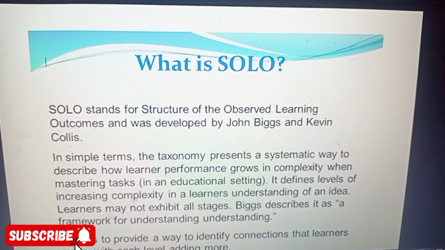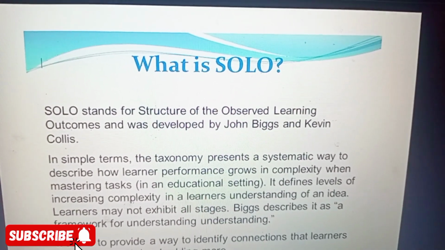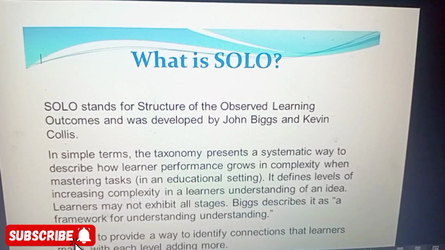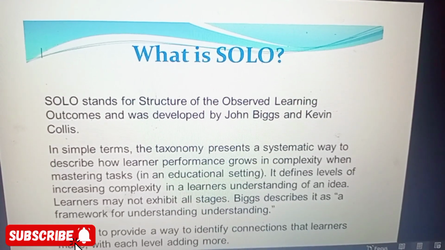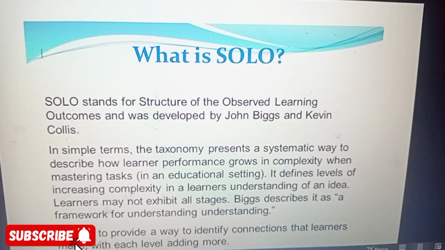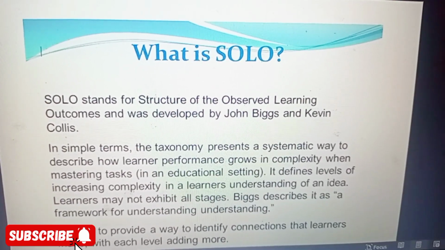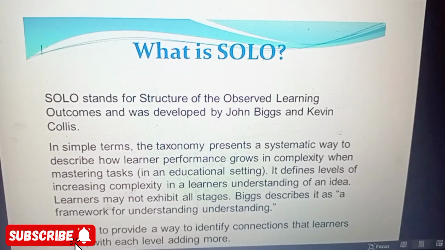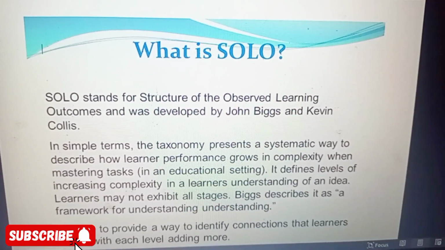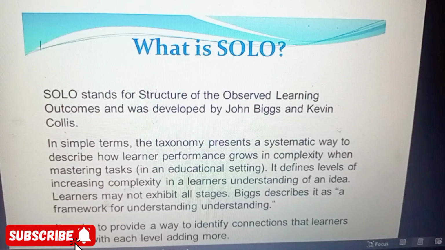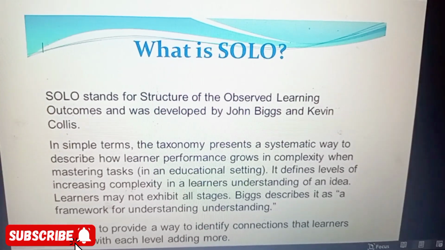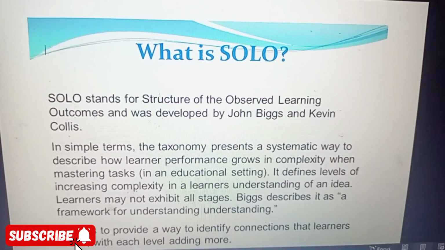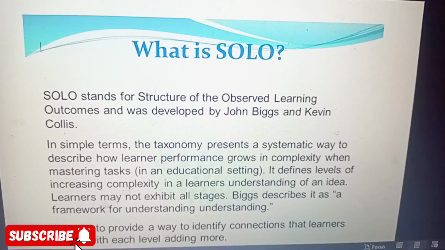It is used for a systematic way of describing how learner performance grows when mastering a task. It defines levels of increasing complexity in a learner's understanding of one idea. Learners may not exhibit all stages. Biggs describes it as a framework for understanding. It seeks to provide a way to identify connections that learners make, with each level adding more.